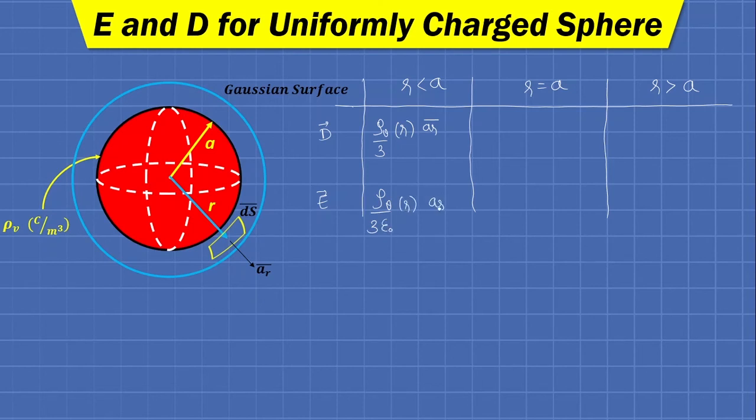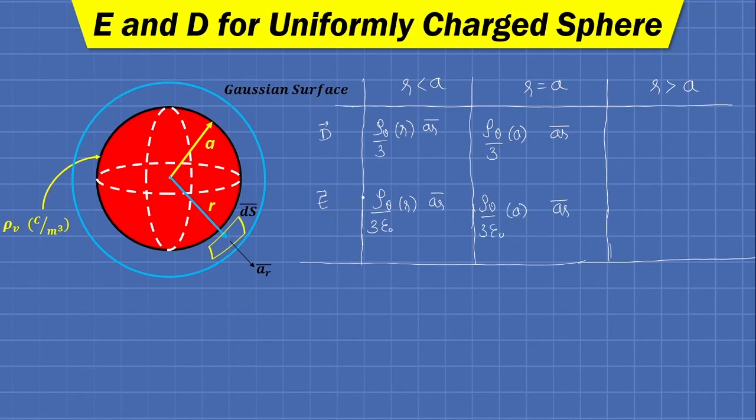See, here we are using this convention in place of Q for a particular reason, because when I teach you the graph, at that time this relation will be more helpful rather than using the equation with Q. Okay, so that is why we are going to follow this convention. Now at the surface, the value will be rho v upon 3 into a a_r bar. The value of intensity will be rho v upon 3 epsilon naught into a a_r bar.